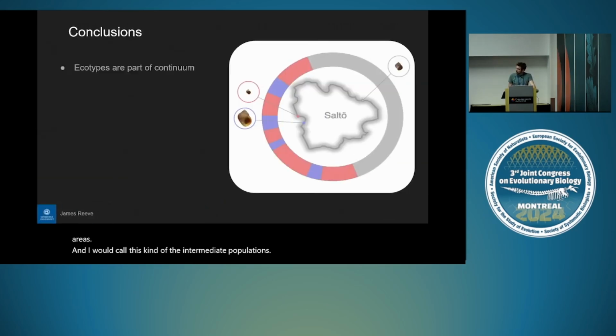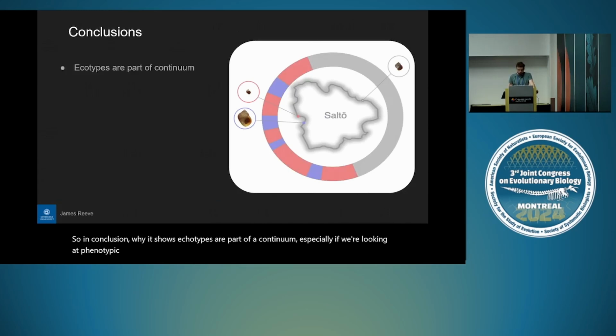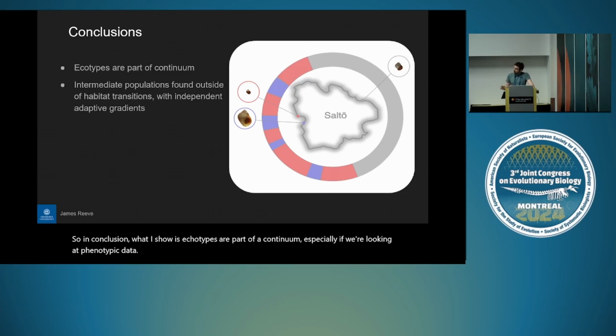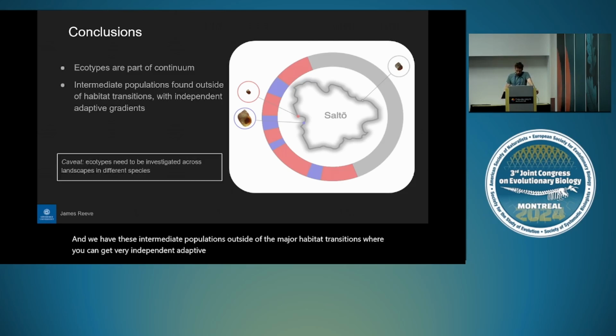So in conclusion, what I show is ecotypes are part of a continuum, especially if we're looking at phenotypic data. And we have these intermediate populations outside of the major habitat transitions, where you can get very independent adaptive effects. But this said, I'm only looking at one species here, and I think it's really important to investigate the ecotype question across a whole range of different species, and using this landscape sampling. Don't just look at hybrid zones. Sample more randomly. Try and get the whole spectrum of local diversity.